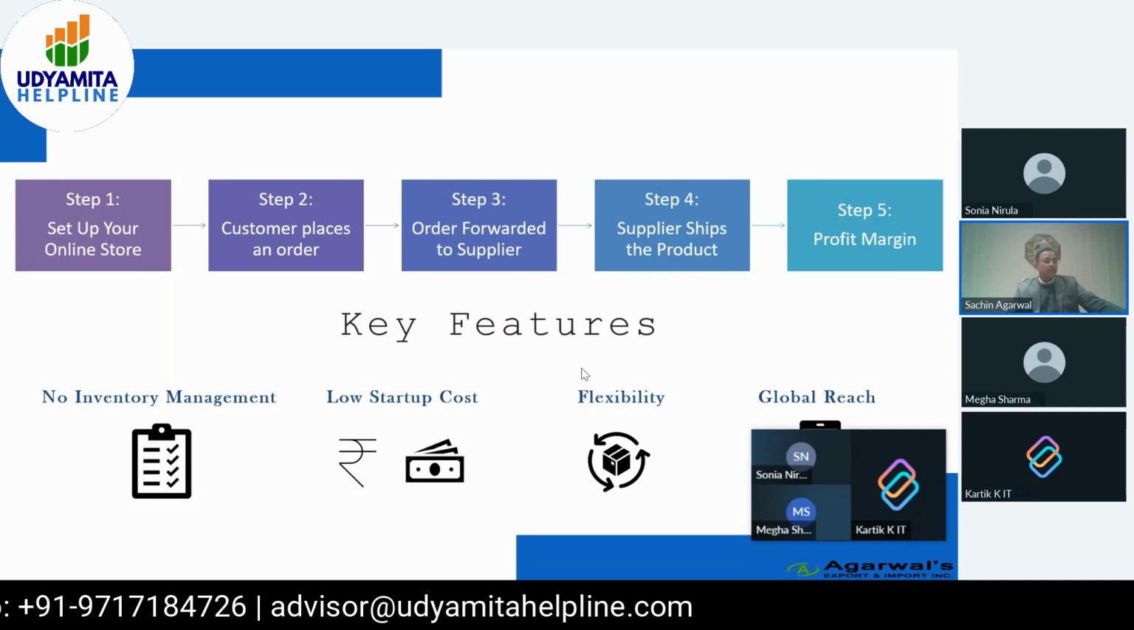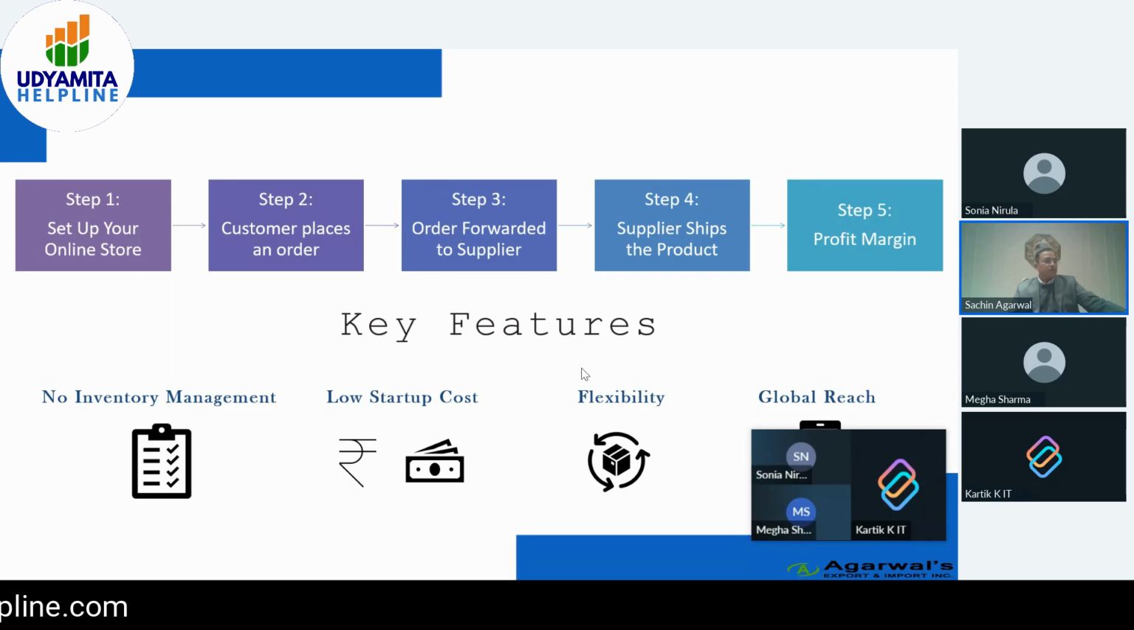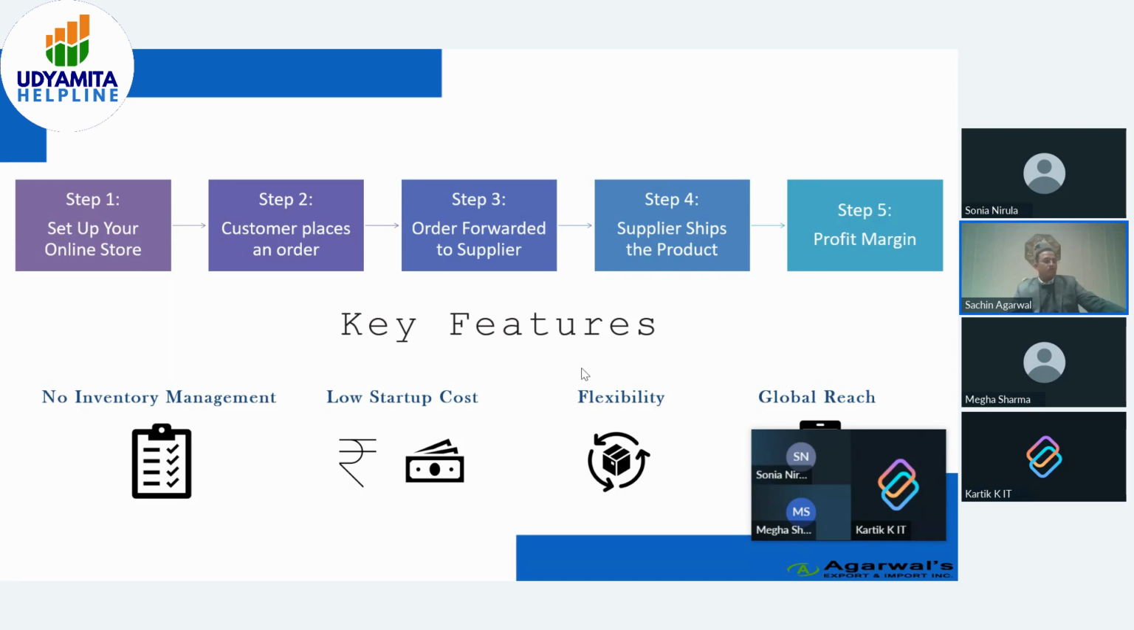Your profit is the difference between the price you charge your customer and the price you pay the supplier. For example, if your product cost you, like I told you, 40 rupees, and you sell it for say 90 rupees, then your profit is 50 rupees, from which you deduct all the incidental costs, and make sure you get a good profit margin. If you are not getting a good profit margin, rethink the business.